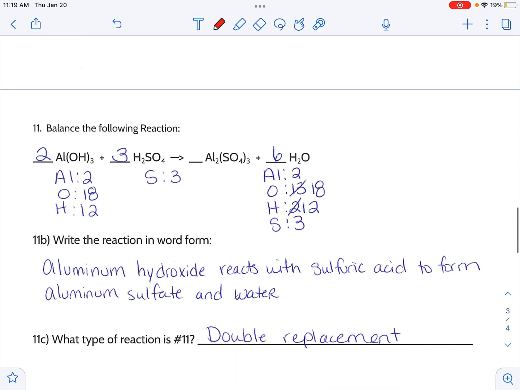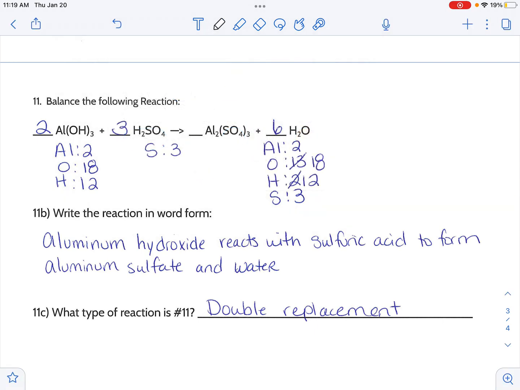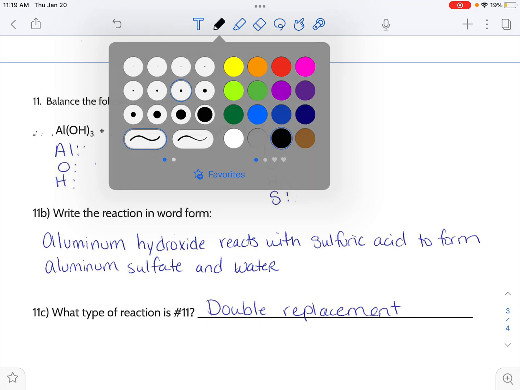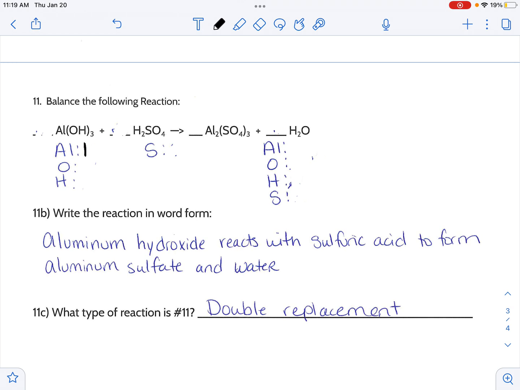And then we've got the last problem, which is probably the trickiest on this practice exam. So I'm going to go ahead and erase my counts here, and I'm going to show you how I worked through this particular problem. So what I did is when I first did my original counts, I looked at the fact that I only had 1 aluminum coming out, but I have 2 aluminums going in. Sulfur, I have 1 sulfur going in, but I have 3 sulfurs going out.